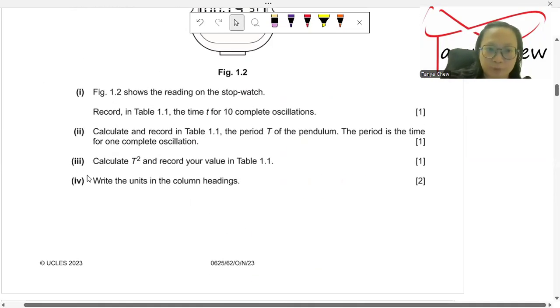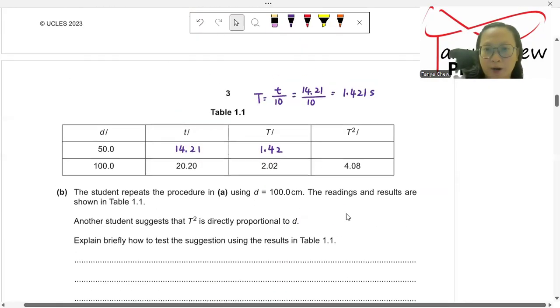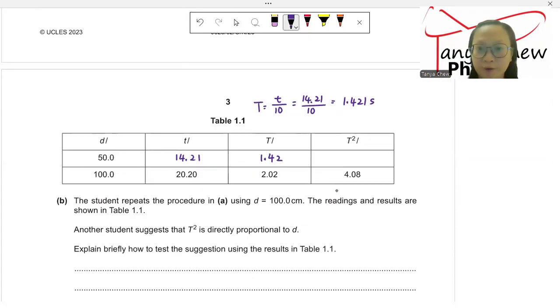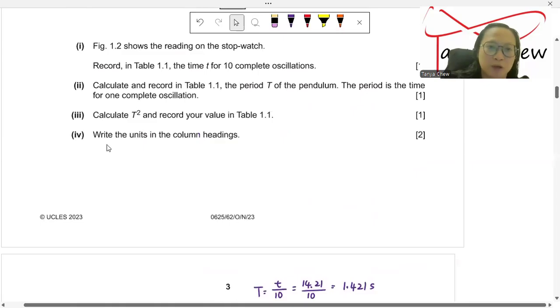Now, third part, calculate T squared and record your value in table 1.1. So T squared, you just take the period 1.42, you just square it and make sure that you put it in terms of 3 significant figures as well. 2.02 is my answer. Right, because period squared depends on the significant figures of period. Period takes 3 significant figures. That is why period squared would take 3 significant figures as well.